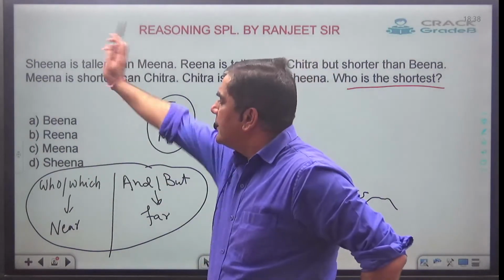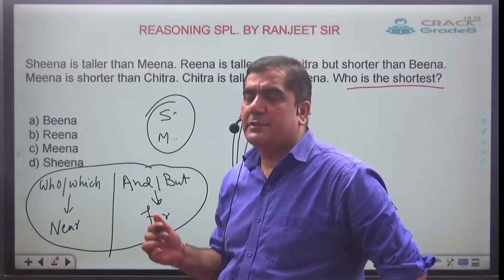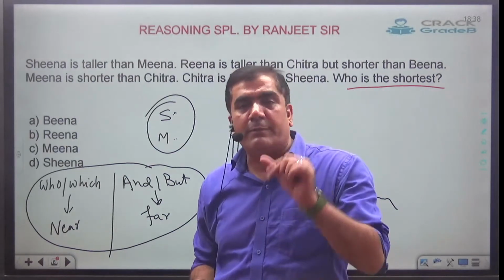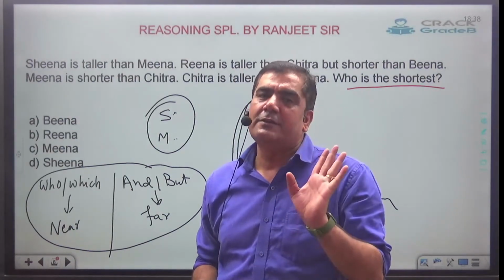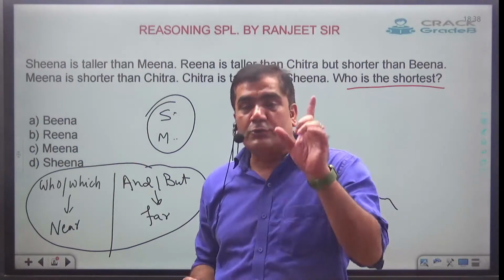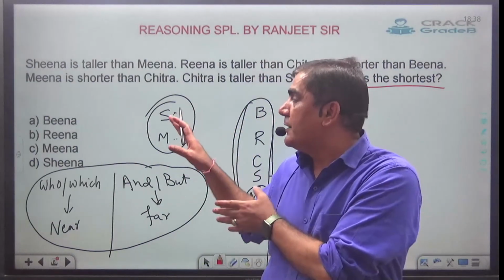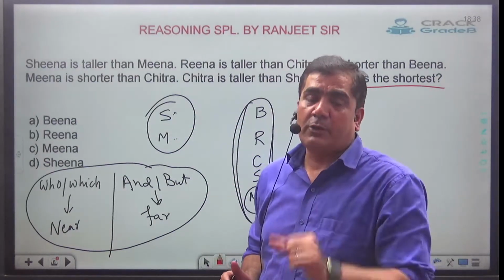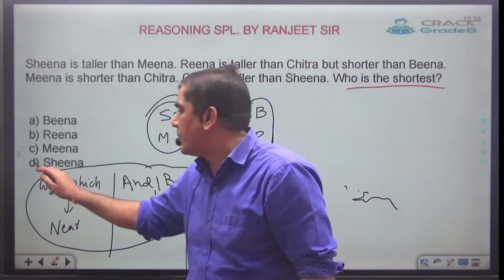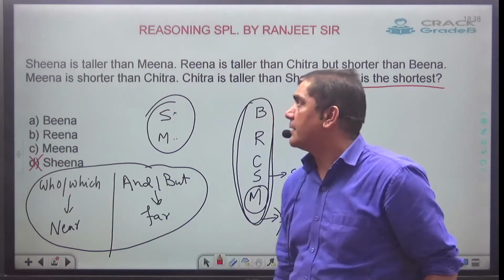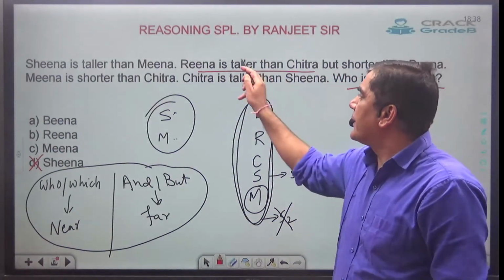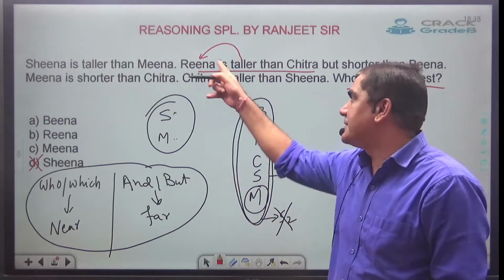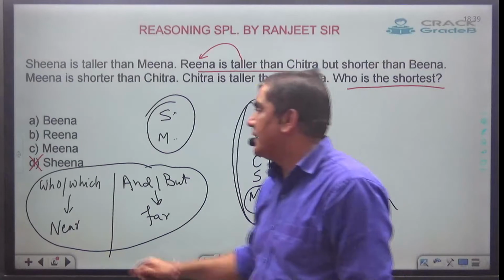First one. Here the examiner is saying Sheena is taller than Meena. It simply means Sheena can't be the shortest because Sheena is taller than Meena. So Sheena cannot be the answer. One gone. Next one. Reena is taller than Chitra. So if Reena is taller, Reena can't be the shortest as Reena is taller than Chitra. So Reena cannot be the answer.